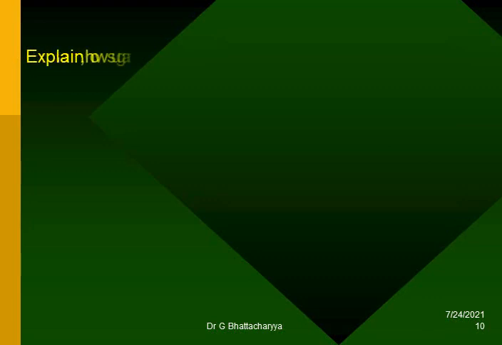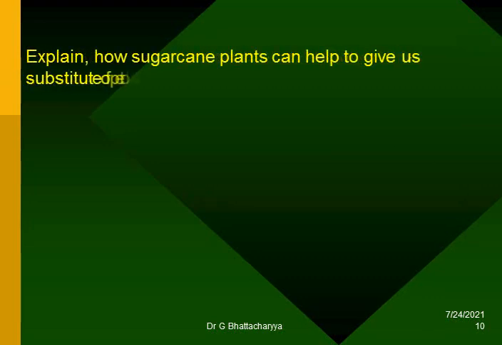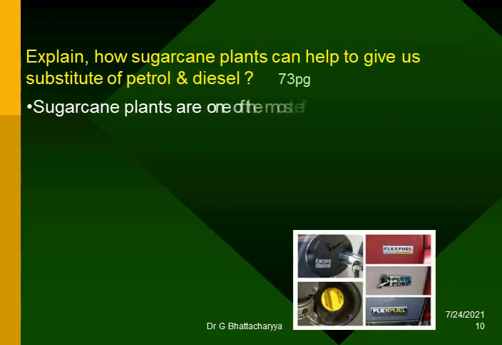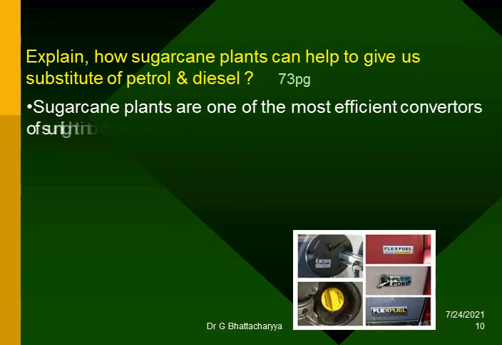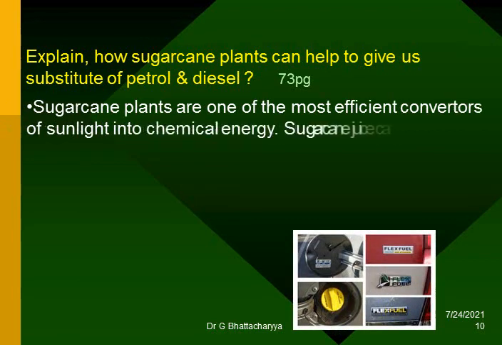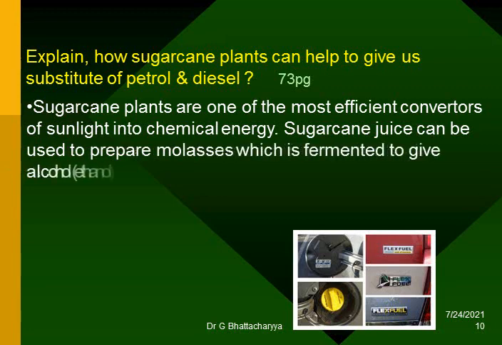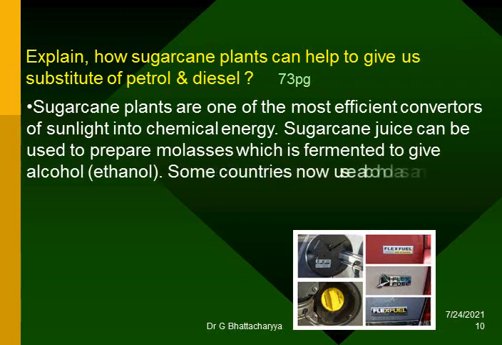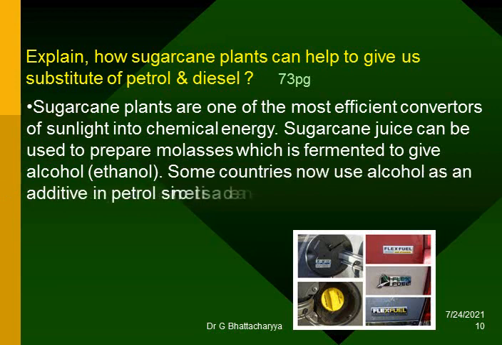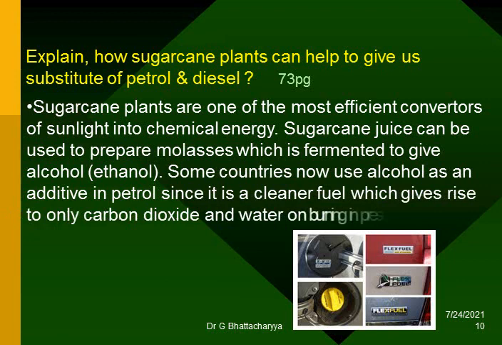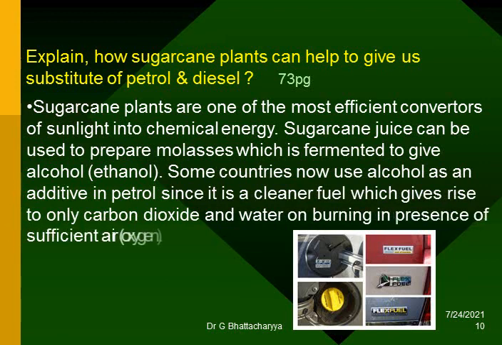Explain how sugarcane plants can help to give us a substitute for petrol and diesel. Sugarcane plants are one of the most efficient converters of sunlight into chemical energy. Sugarcane juice can be used to prepare molasses, which is fermented to give alcohol, ethanol. Some countries now use alcohol as an additive in petrol since it is a cleaner fuel which gives rise to only carbon dioxide and water on burning in the presence of sufficient air, oxygen.